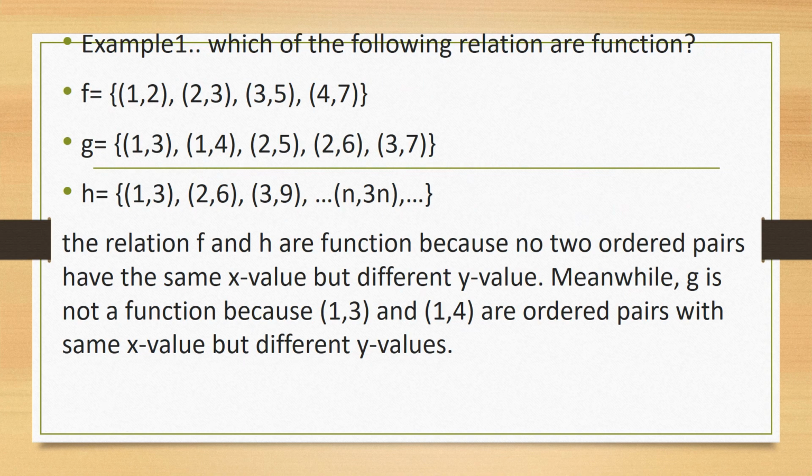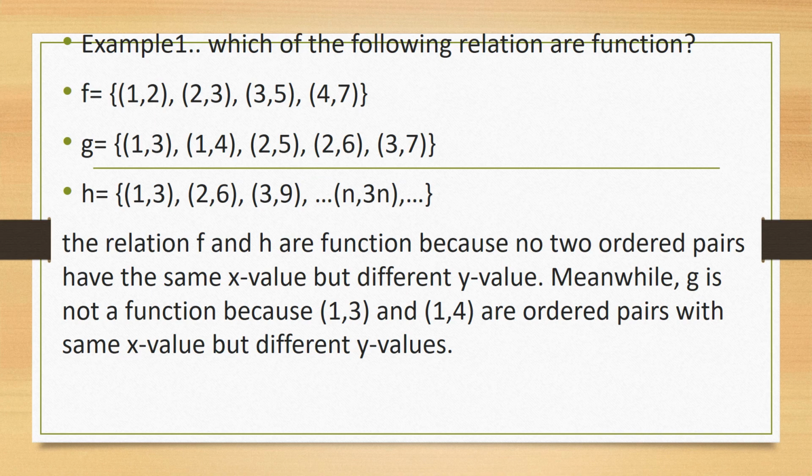Example, which of the following relations are functions? We have f is equal to the ordered pairs 1, 2, 2, 3, 3, 5, 4, 7. Second, we have g: 1, 3, 1, 4, 2, 5, 2, 6, and 3, 7. And lastly, we have h: 1, 3, 2, 6, 3, 9, and so on.